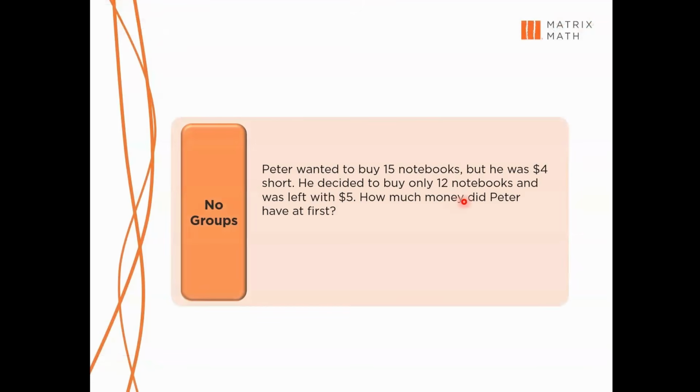Peter wanted to buy 15 notebooks, but he was $4 short. He decided to buy 12 notebooks and was left with $5. How much money did Peter have at first? This is also a shortage and surplus kind of question, but it is not the grouping way. It is not the listing way. Why do you think we don't use the listing way or the grouping way?